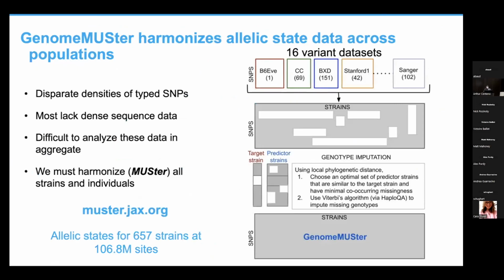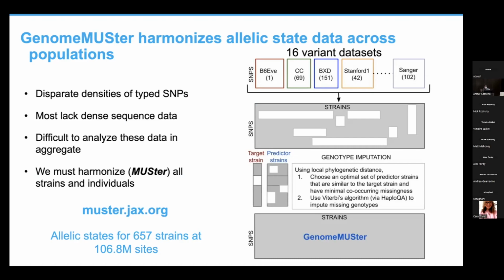So briefly, I'm going to go through this. GenomeMUSter was really built to harmonize data across many of the data sets that have been collected over the past few decades. There's a lot of genotype data as well as sequencing data. But of course, the genotype data especially is very sparse. It's difficult to analyze these data. If you've ever tried to do this, right, you have to exclude strains, exclude different SNPs, and try to get the data set merged in and harmonized so that you can actually do the work. So we're trying to do that for you so that you can use it as an analytical resource.